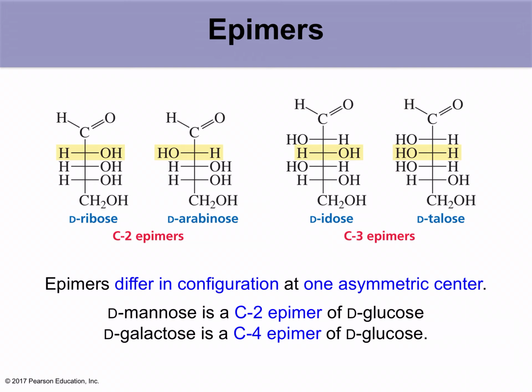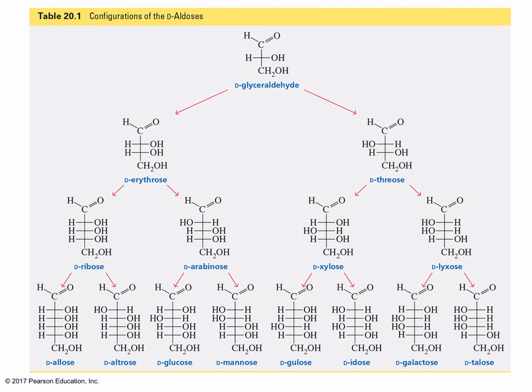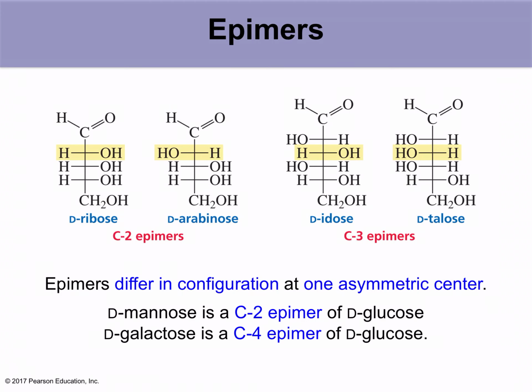Now you saw that most of these sugars change their configuration at a certain carbon atom, because we are only changing sometimes one hydroxyl group. So we call them epimers. Epimers differ in configuration at one asymmetric center.